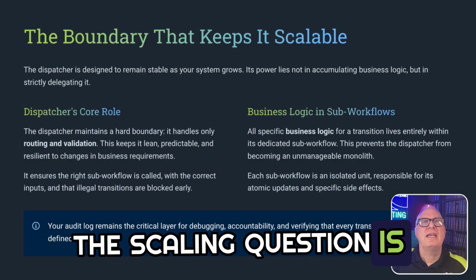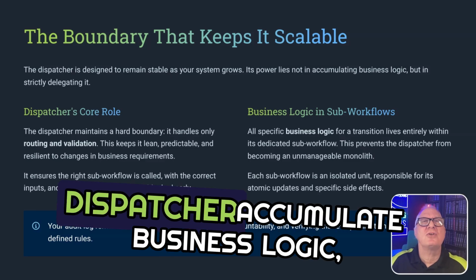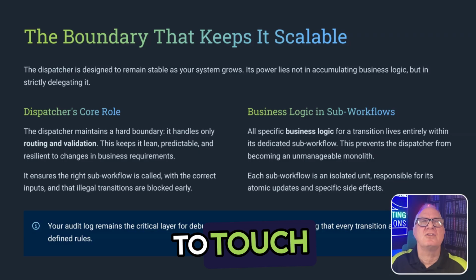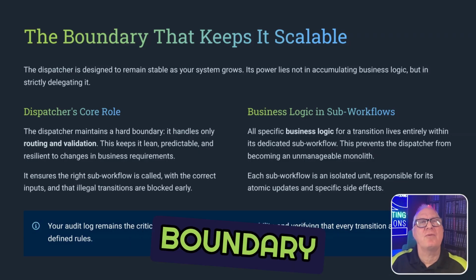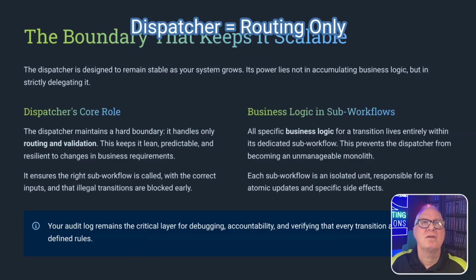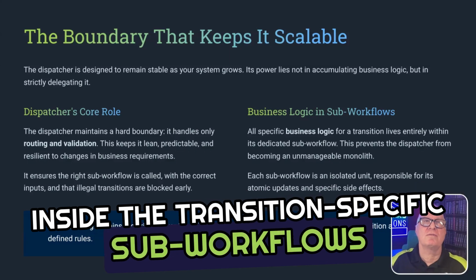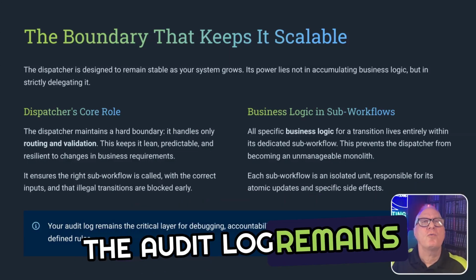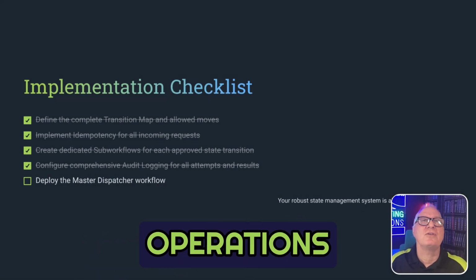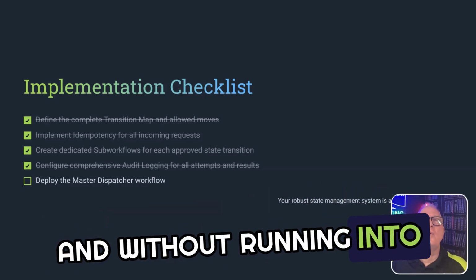The scaling question is what happens next when you keep adding rules. If you let the dispatcher accumulate business logic, it becomes a giant workflow no one wants to touch. So keep a hard boundary. The dispatcher does routing and validation, nothing else. All business logic lives inside the transition-specific subworkflows. The audit log remains your debugging and accountability layer. That's how you scale operations without brittle, duplicated Airtable automations and without running into automation limits.